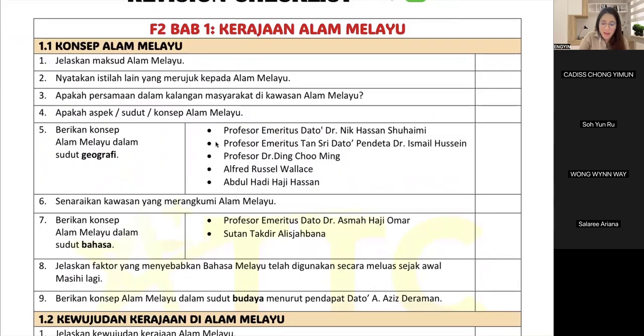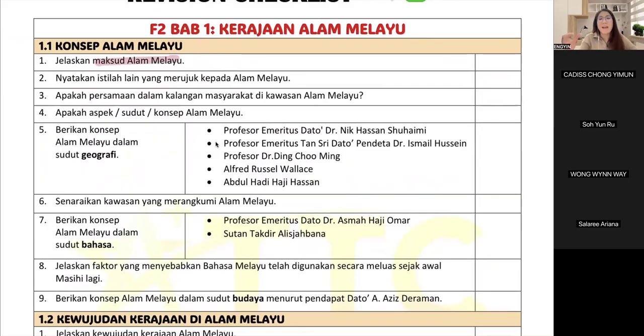Normally, they will ask you about the maksud Alam Melayu. So do you still remember the maksud Alam Melayu? Your chapters 1, 2, 3, 4 are all about Alam Melayu, and chapter 1 is the introduction. So what is the meaning of Alam Melayu? Remember, Alam Melayu is a place, not a human, not a thing, not a situation. It's a place, a location, an area.